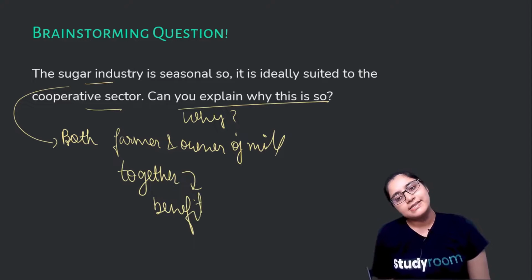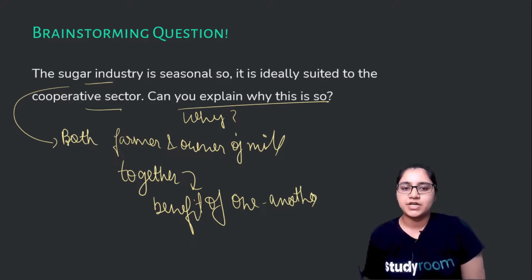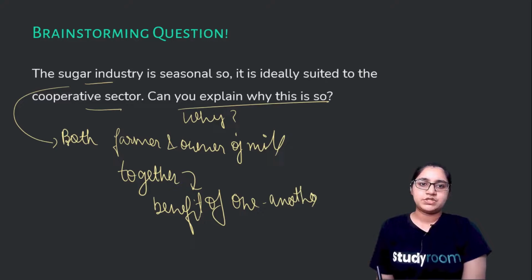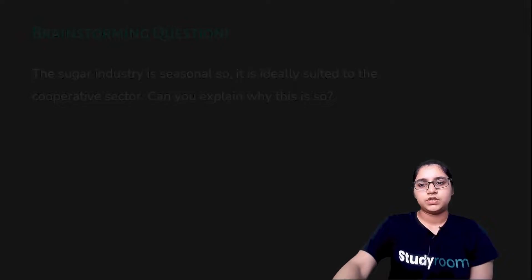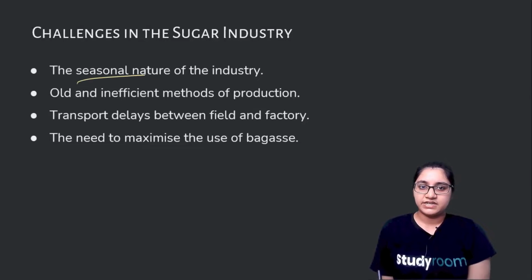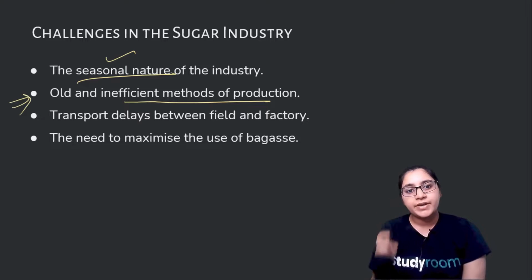So that is the exact explanation to this question. If they work together, they'll be beneficial. Otherwise, both have to face the consequences of the seasonal nature of their industry. All right. And then there are challenges in the sugar industry. Seasonal nature, of course, is a challenge, but we have to try to tackle it. Old and inefficient methods of production. There is not much new technology coming in.